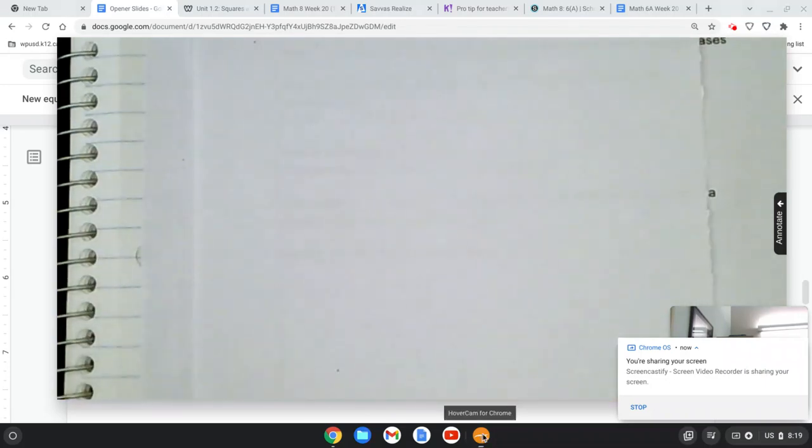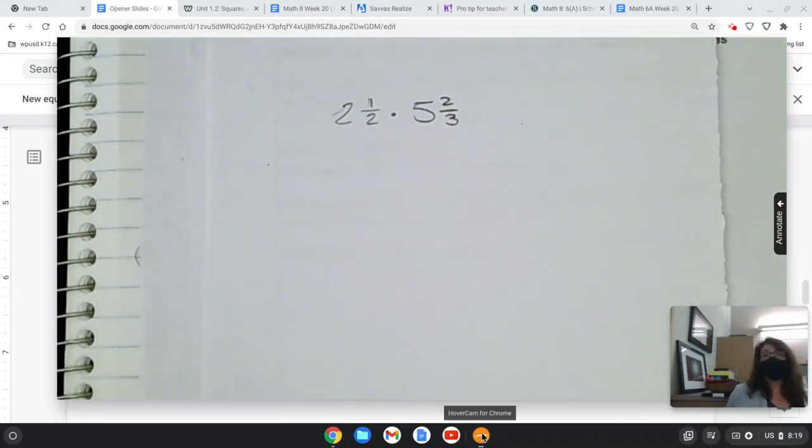All right, guys. Opener problem today. 2.5 times 5 2/3. Something that we did, but if you don't do it often, sometimes you forget. Who can tell me what was the first step that they used to start this problem? Yeah. Turn it into a mixed number, or improper fraction. Okay, so what improper fractions did you get when you did that?